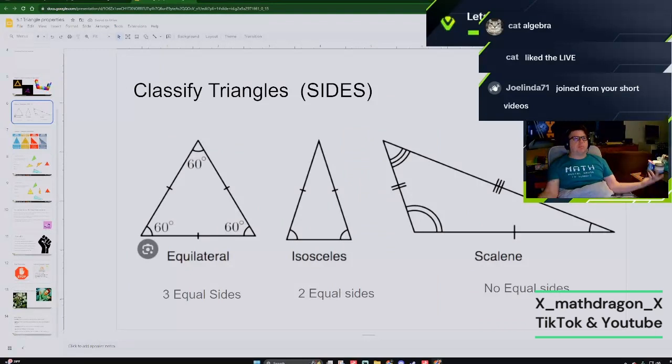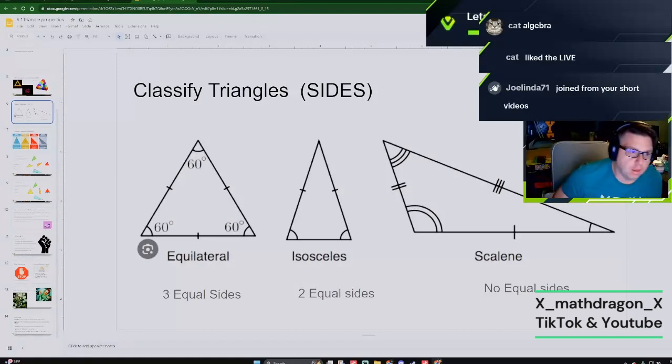What are the possibilities? You have three different possibilities for triangles. Either all the sides could be equal, two of the sides could be equal, or none of the sides could be equal. That is going to be the sides, no matter what. All three of them are going to be equal, two of them are going to be equal, or none of them are going to be equal.